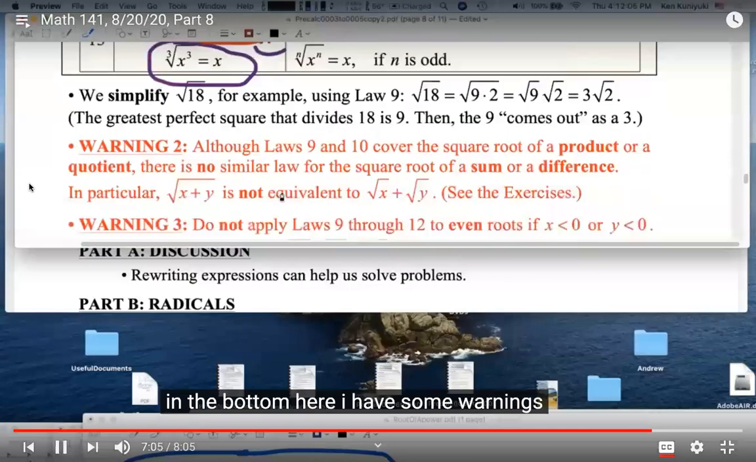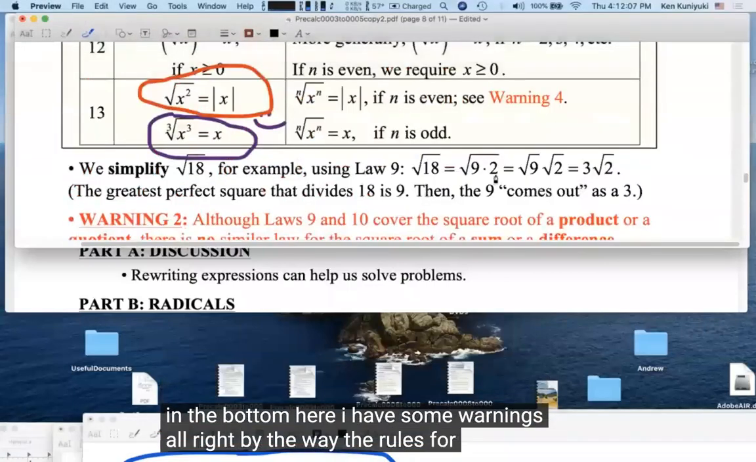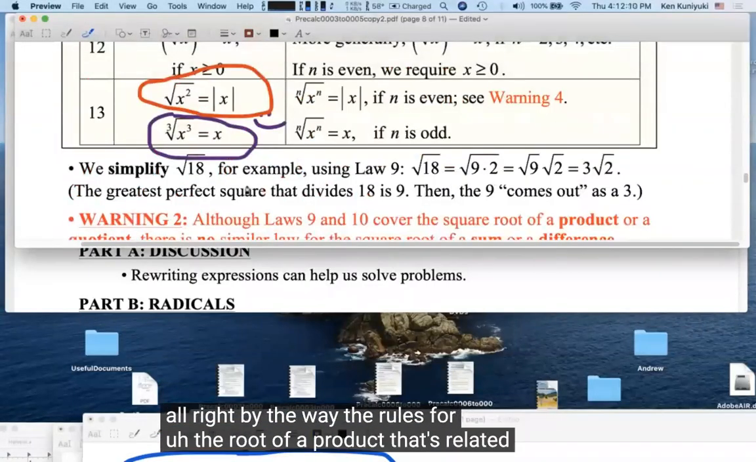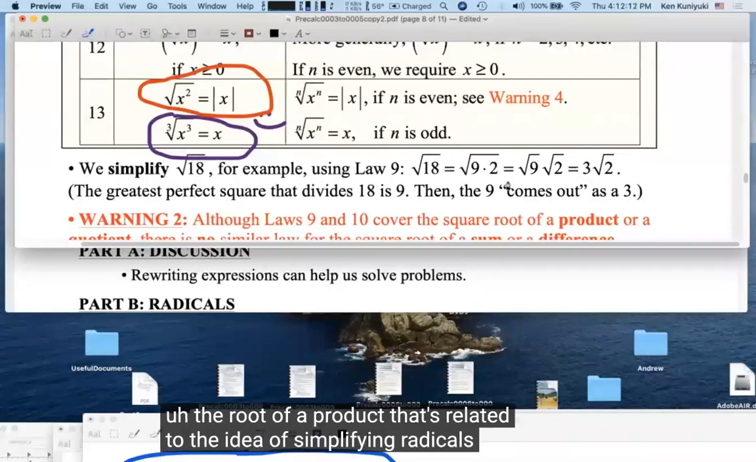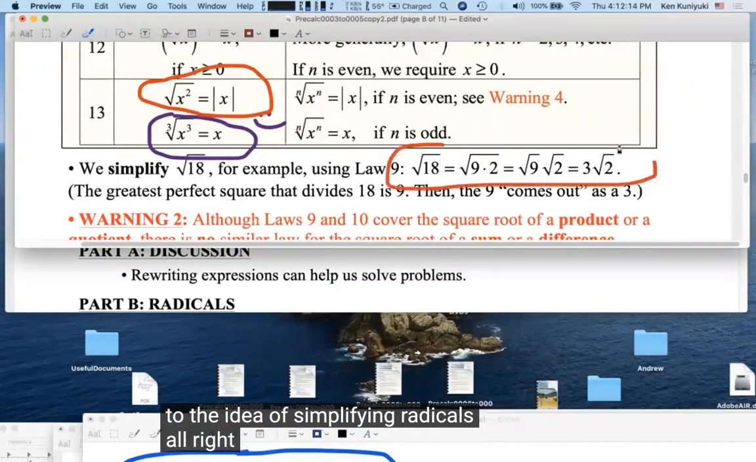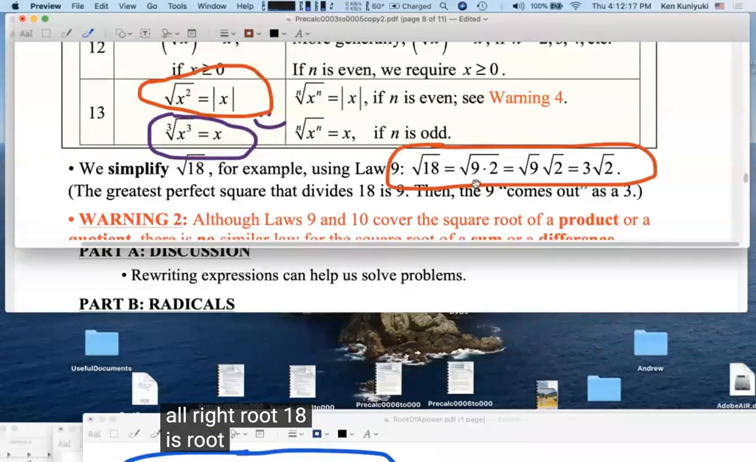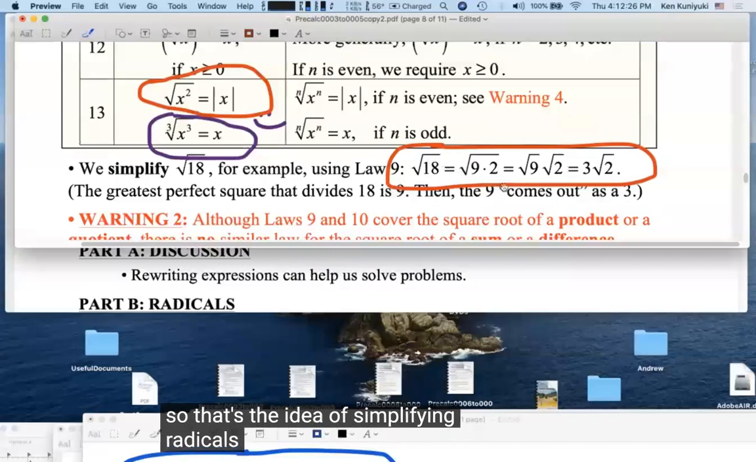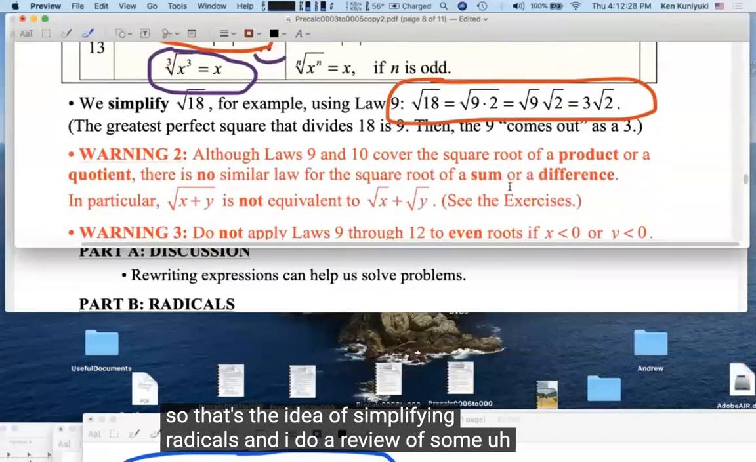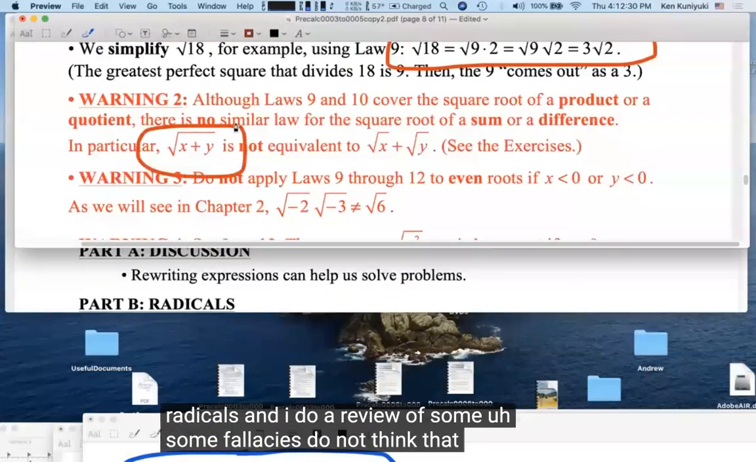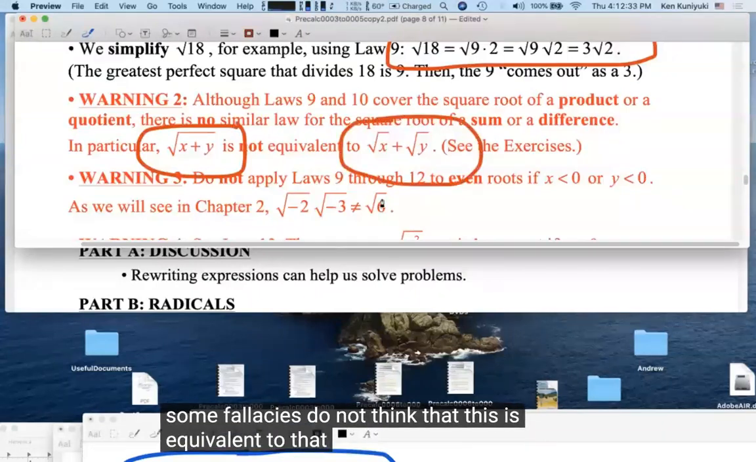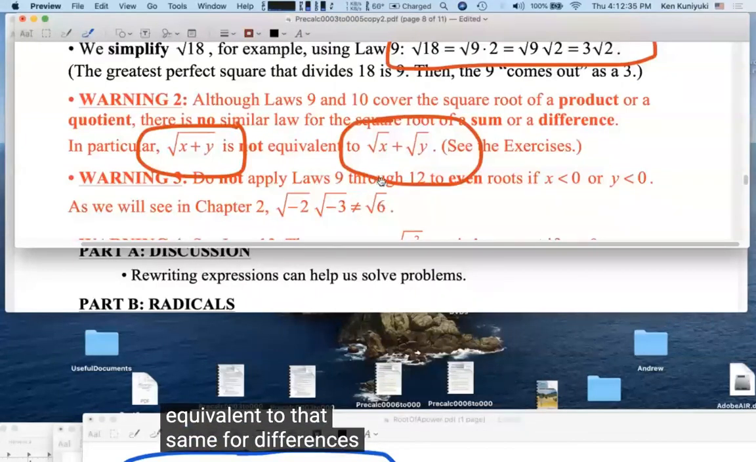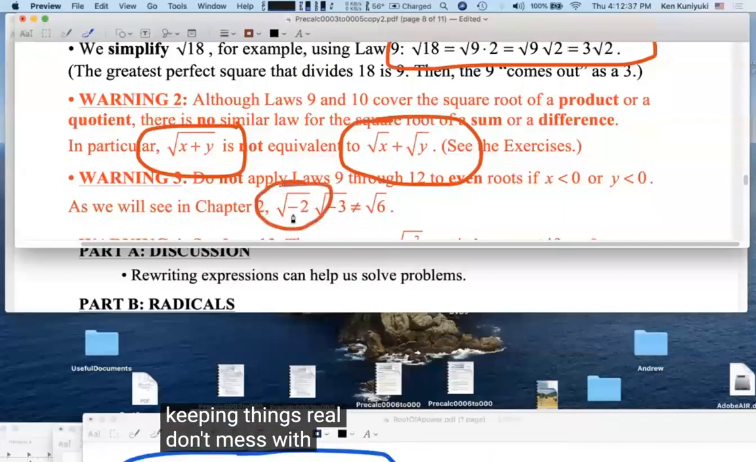At the bottom here, I have some warnings. By the way, the rules for the root of a product are related to the idea of simplifying radicals. Root 18 is root 9 times root 2, and that's 3 root 2. So basically, the 9 factor in the 18 pops out as a 3. So that's the idea of simplifying radicals. And I do a review of some fallacies. Do not think that this is equivalent to that. Same for differences. And remember, we're keeping things real. Don't mess with things like that for now.